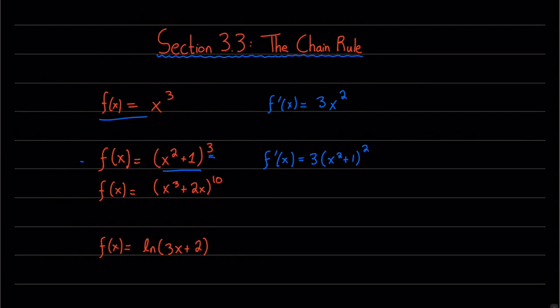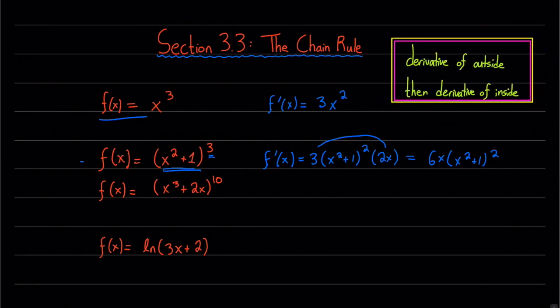But what's new now is we take the derivative of the inside. So that would be 2x plus 0. But we're not done. We need to simplify. So we're going to multiply these two together to get 6x times (x squared plus 1) squared. So the big concept in this is that you're basically taking the derivative of the outside times the derivative of the inside.